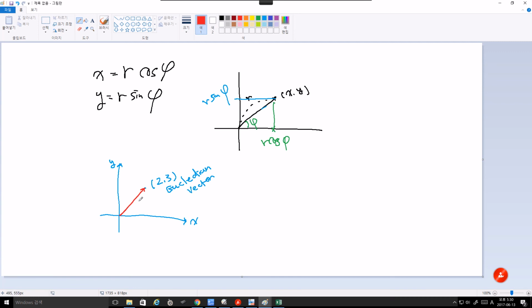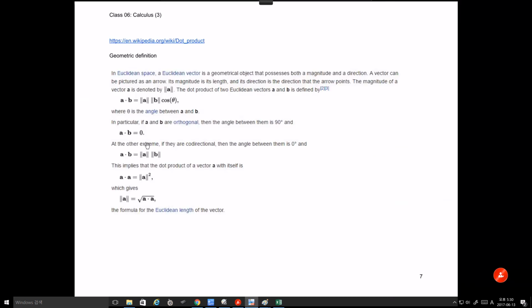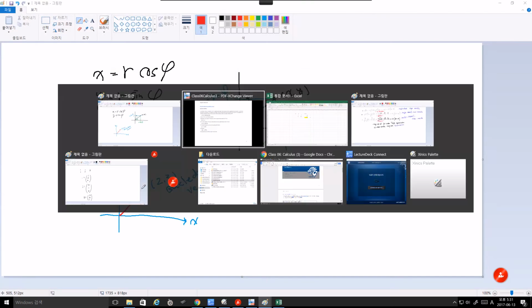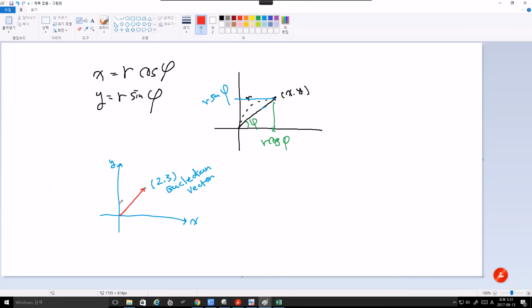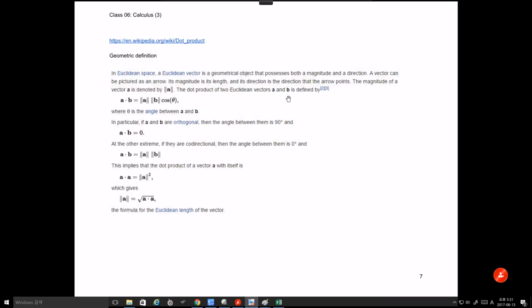Okay, let's recall that. In Euclidean space, a Euclidean vector is a geometrical object that possesses both a magnitude and a direction. A vector can be pictured as an arrow. Its magnitude is its length, and its direction is the direction that the arrow points. So here, magnitude is length. This is the magnitude, and the direction is where the arrow points. This is the direction of this vector.